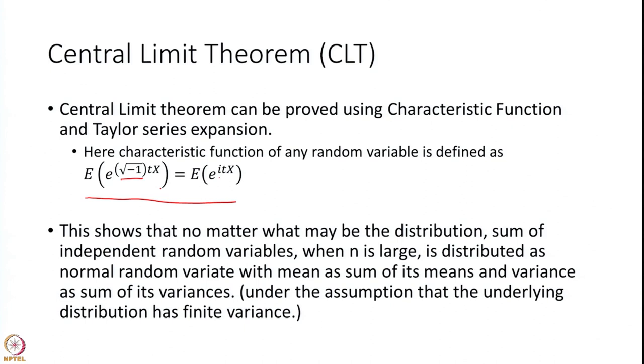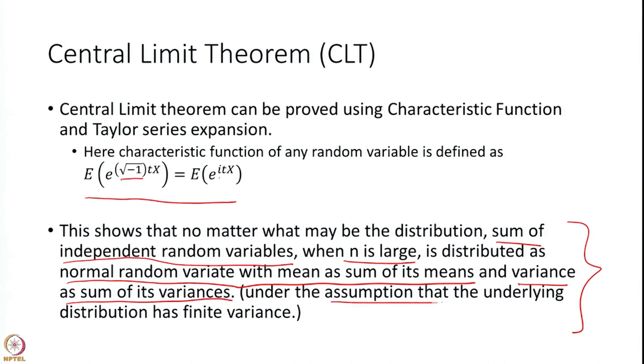So here it is repeated again: no matter what the original distribution of the random variable may be, the sum of the independent random variables, when n is large, is distributed as a normal random variate with mean as the sum of its means and variance as the sum of its variances, with only one assumption, that the underlying distribution has a finite variance.